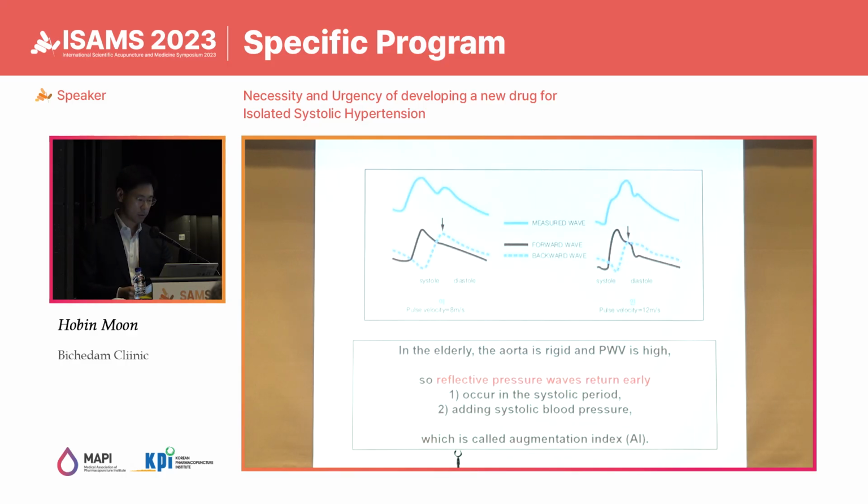The pathological reason for ISH is largely found in stiffness of aorta. As you get older, the stiffness of aorta progresses beyond the stiffness of peripheral artery, and the pulse wave velocity increases. This causes reflected wave, which usually return during diastolic period, to return quickly and occur in systolic period. This causes an increase in systolic blood pressure and a decrease in diastolic blood pressure.